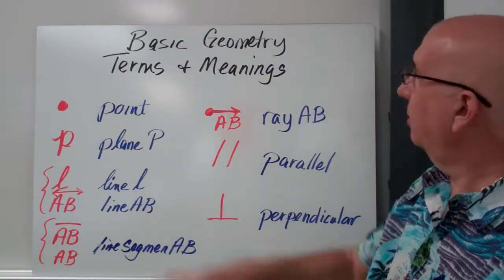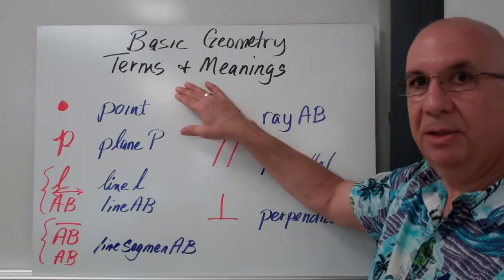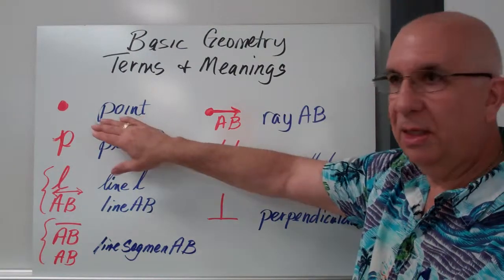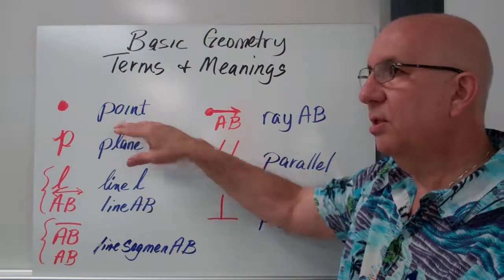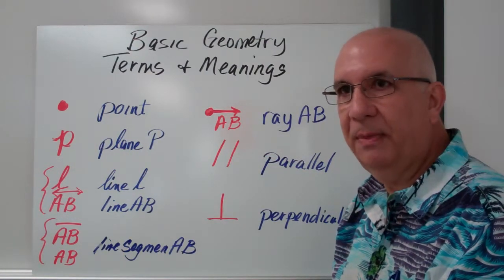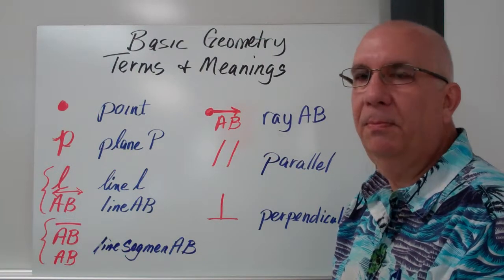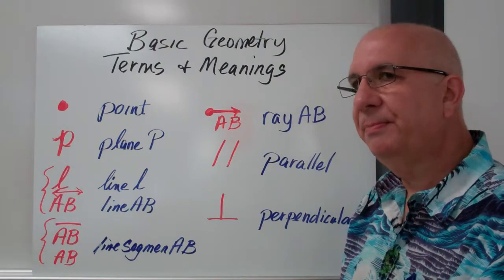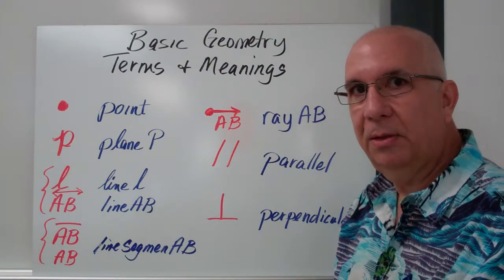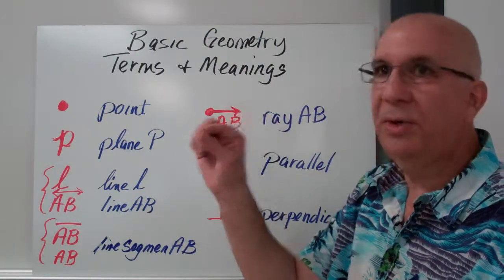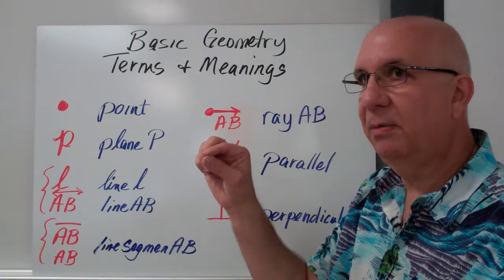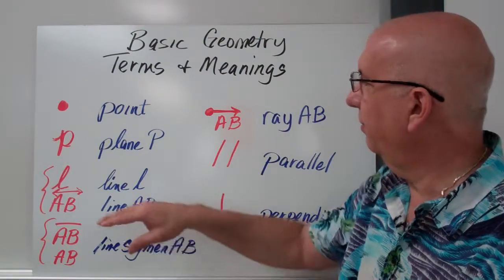Today's lesson is about basic geometry terms and their meanings. The first one is a dot. This dot represents a point. A point is a location in space. A point has no length, no width, and no depth. It simply is a location, and it's typically represented by a lowercase letter.